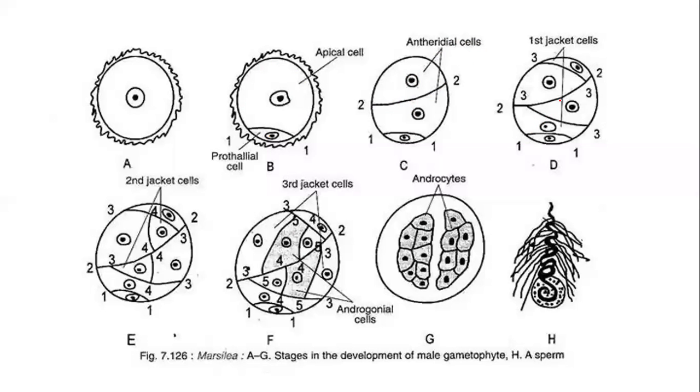Next, one of these 2 cells undergoes one periclinal division and produces the jacket layer of cells here, and these are the antheridial initials. Next, they keep on dividing, producing the second jacket layer of cells and the third jacket layer of cells. And at the end, they develop into the antheridium or the androcytes.